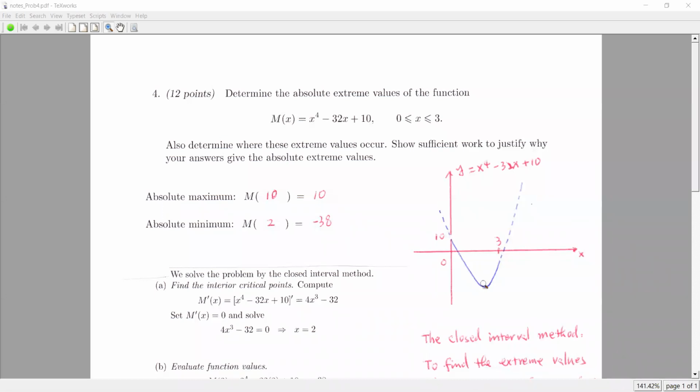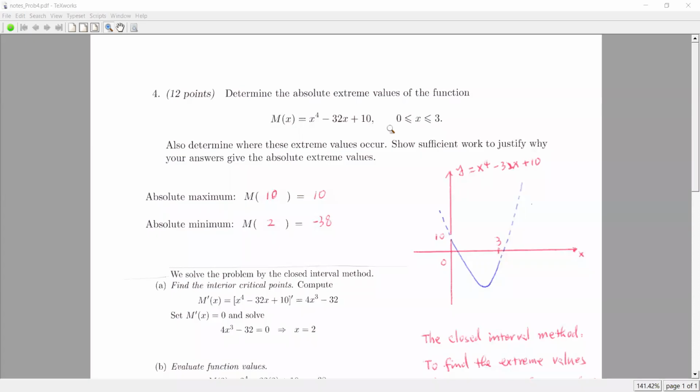Here is the graph of the polynomial. In this problem, we don't consider the whole graph. We only consider the portion between 0 and 3. That is, we only consider this portion. We need to find the highest and the lowest points of this portion and their locations. From this diagram, we can see that the highest point is here and the lowest point is here.